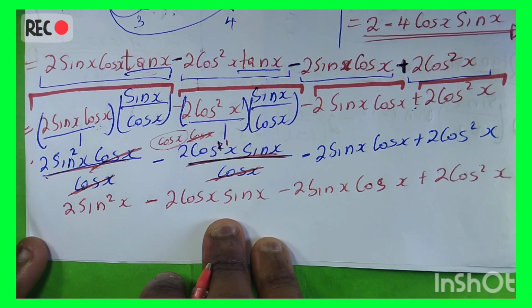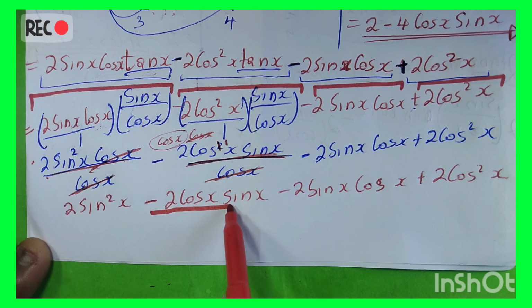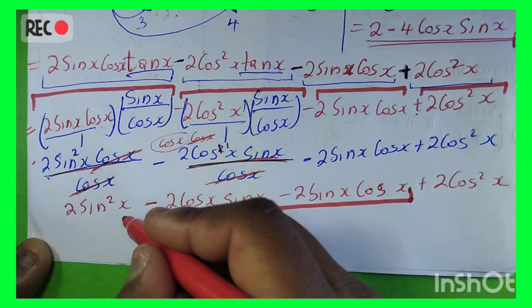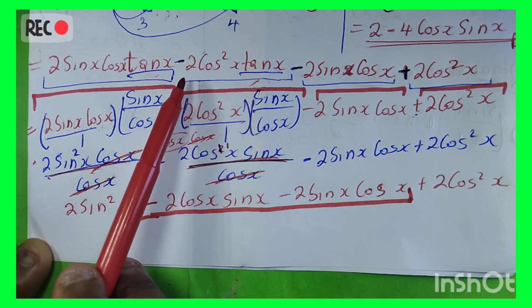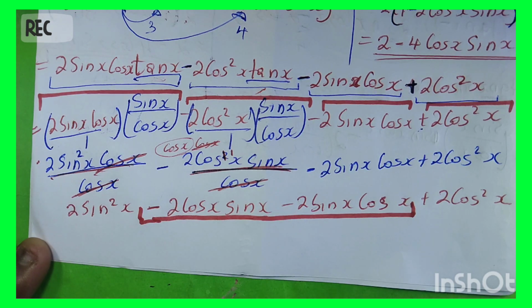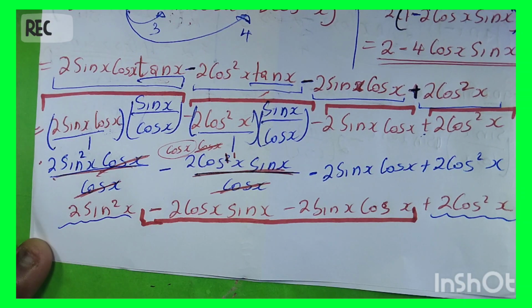Do you see? So now in this case, guys, I can see that these are what we call like terms. I'm now able to take the like terms after simplifying that term. And now this one, as well as this, if I can remove that 2, they will end up being identities.